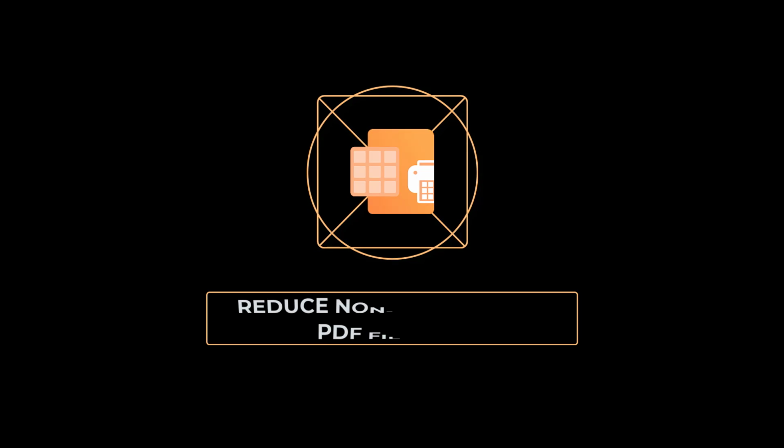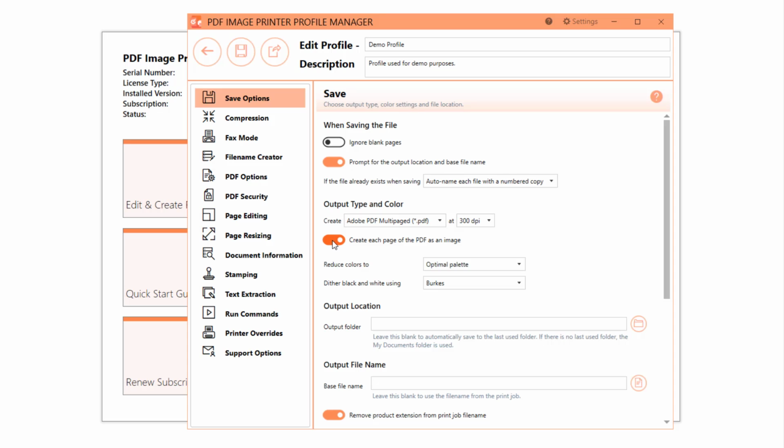Ways to reduce non-searchable PDF file size with Raster Image Printer 12. The methods for reducing file size discussed in this video only apply to non-searchable PDFs. This video covers color reduction and compression options, which are only applicable to image file formats. This includes non-searchable PDFs where each page of the PDF is created as an image. For searchable PDFs, please see our Ways to Reduce Adobe PDF File Size video.